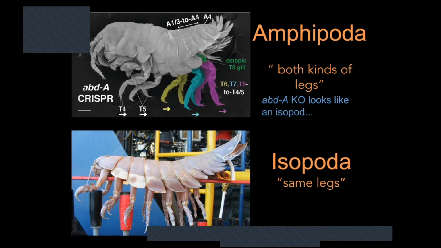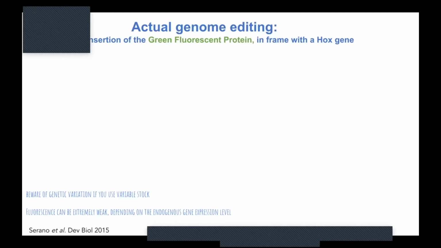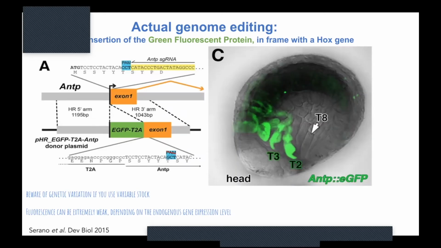With CRISPR, we can tweak development, remove genes, and get phenotypes that are of evolutionary interest. So then we can get deeper into it. I also want to mention that on top of this brute force removal of genes, I was successful doing one experiment of actual genome editing, where you add something. I inserted the green fluorescent protein coding gene in frame with the Hox gene Antennapedia, which is expressed in the claws.